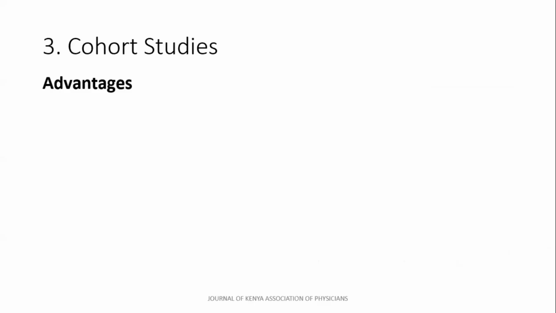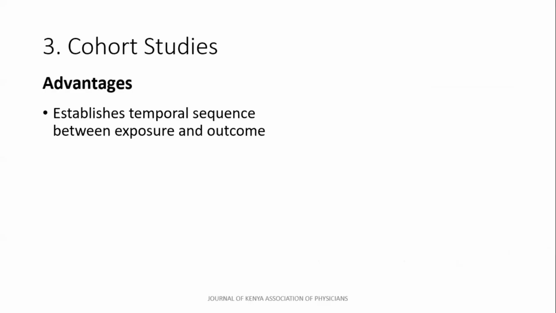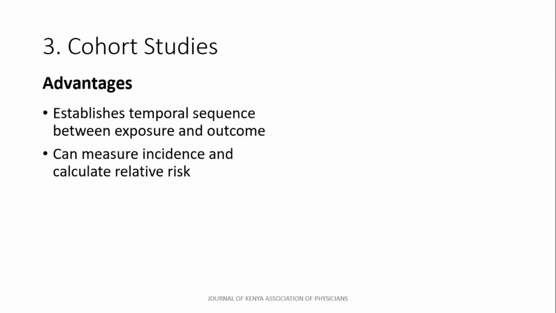So what are some of the advantages of cohort studies? They help establish a temporal sequence between the exposure and the outcome. This is one of the biggest strengths of cohort studies. We start by identifying who was exposed and who wasn't, and then follow both groups over time to see who develops the outcome. So they make it easier to suggest that the exposure came before the outcome, a key step toward understanding causality.